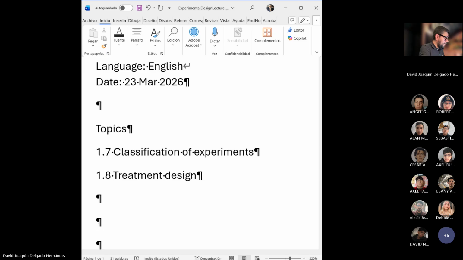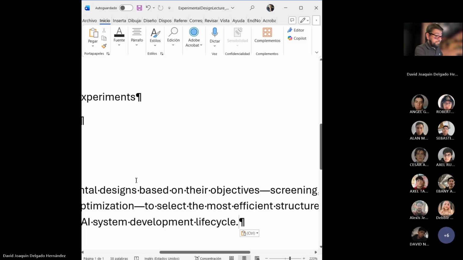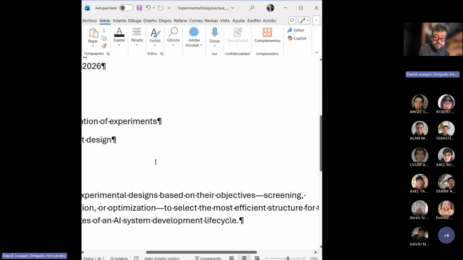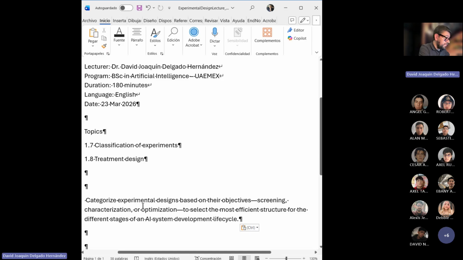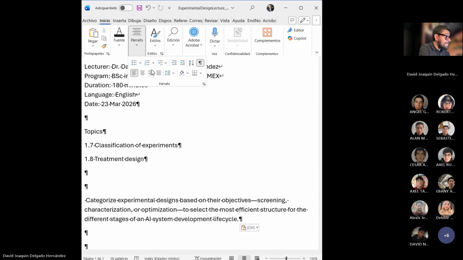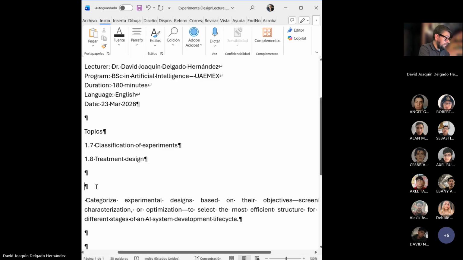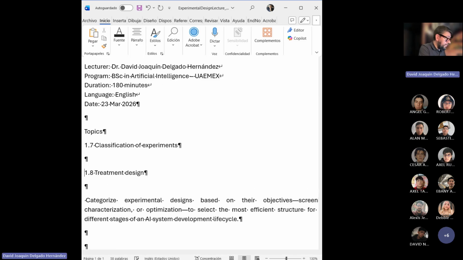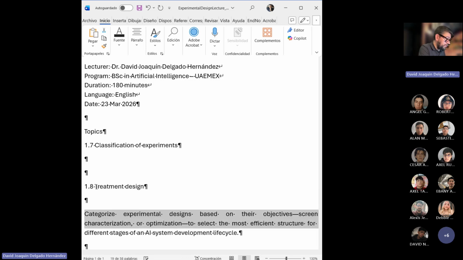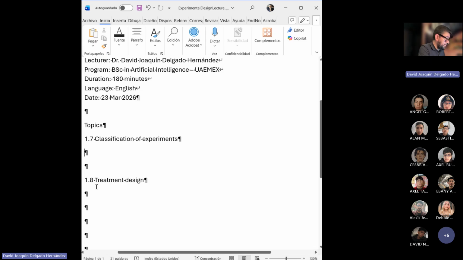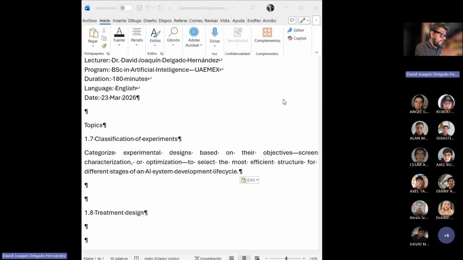So according with our lecture program, the objective for the first topic is, the objective for the first part of the lecture is to categorize the experiments designed based on their objectives.